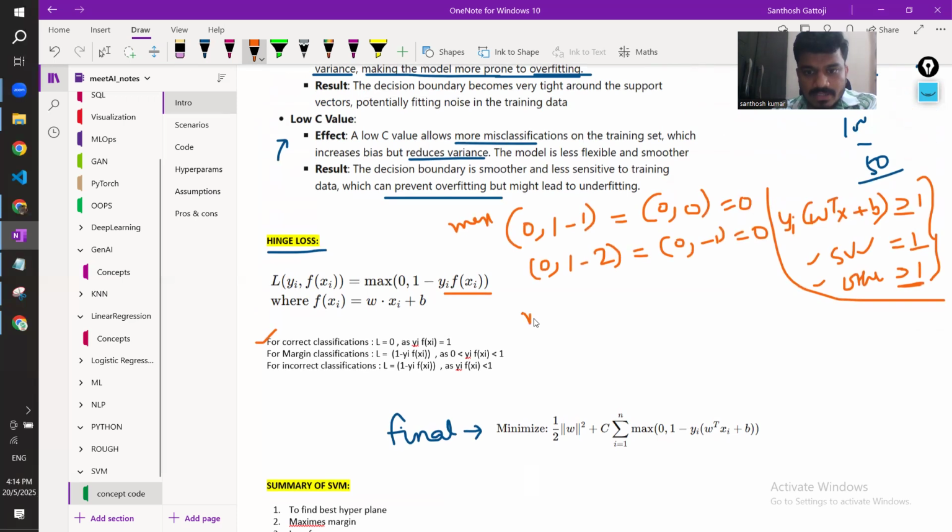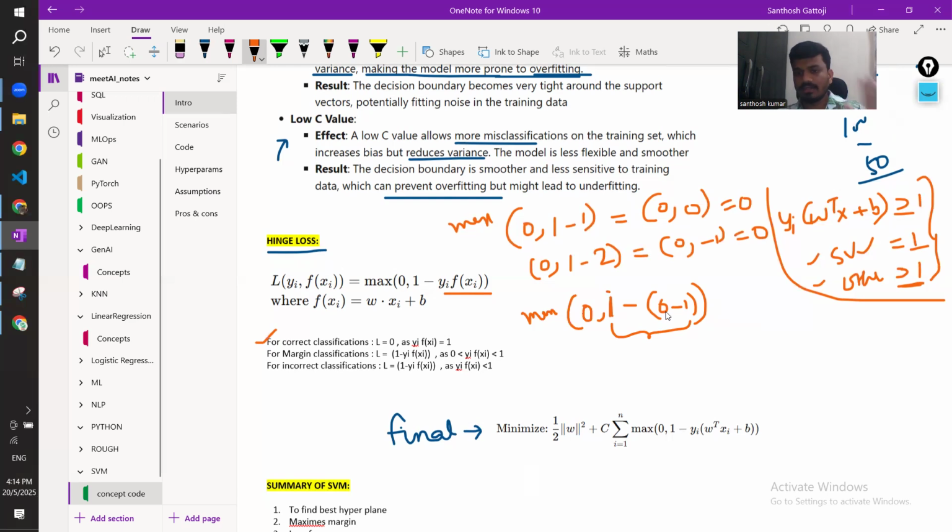Now for those points, the value would be between 0 and 1. If I do max of 0 comma 1 minus a value, but this value is between 0 to 1, it is not minus. So what will this be? This will be a value between 0 to 1, a decimal value, and if you subtract that from 1, you get a positive value. This will be a value greater than 0.